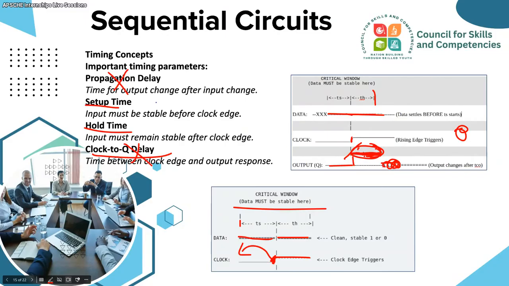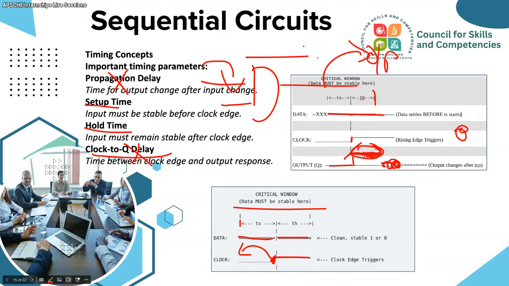That is about the propagation delay: when the input goes inside the gate, and when there is an output, that is the propagation delay. I hope you guys are able to understand it.